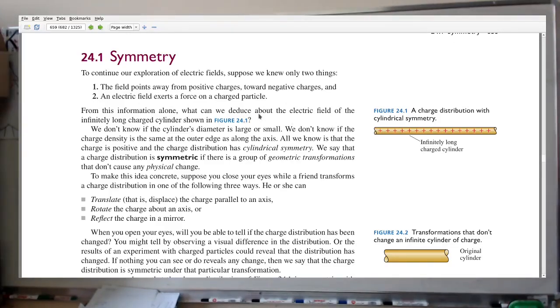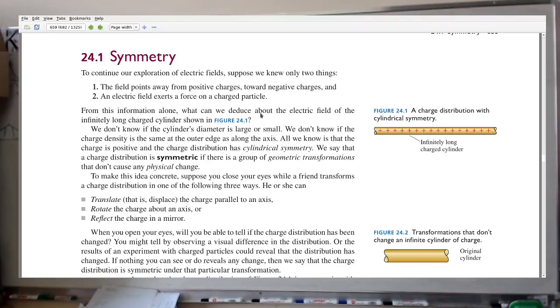Symmetry in physics has a different meaning than what we use in everyday life. Symmetry in everyday life usually corresponds to mirror symmetry: the left is the same as the right. But symmetry in physics means that you make a transformation, you change the system in some way, but there is no physical change. Everything that you're interested in remains the same.